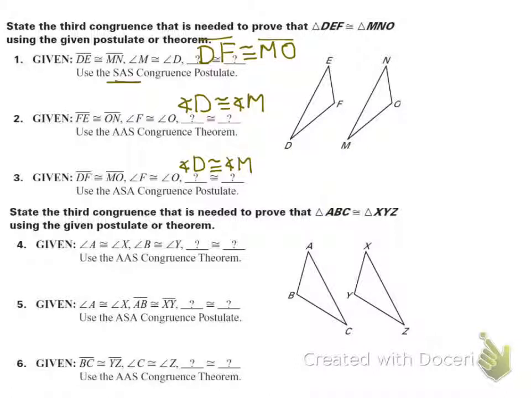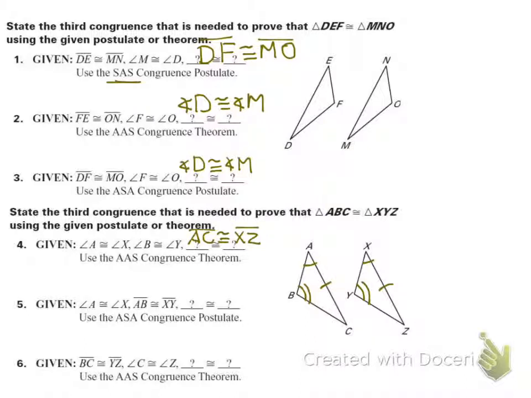So now we move down to a new set of triangles. We're going to start with angle, angle, side. We have A is congruent to X, B is congruent to Y, and we're looking for angle, angle, side. So we need the side not between the two sets of congruent angles. So that would mean AB and XY are out. Well, let's say we chose AC and XZ. If that was the case, I would have angle, angle, side. That's AC is congruent to XZ.